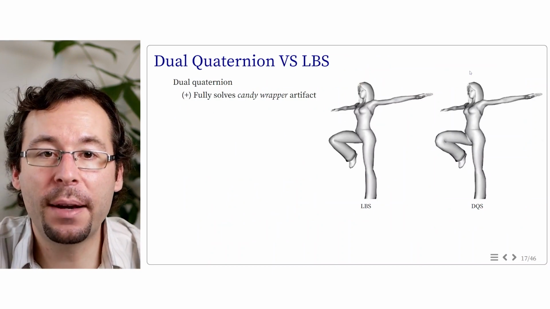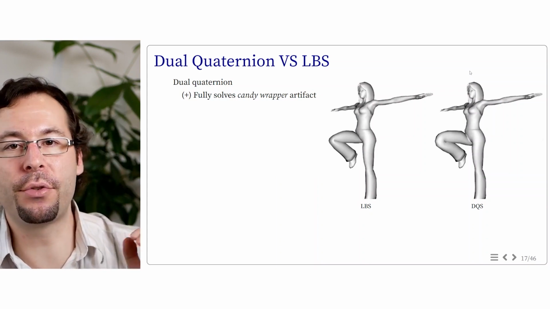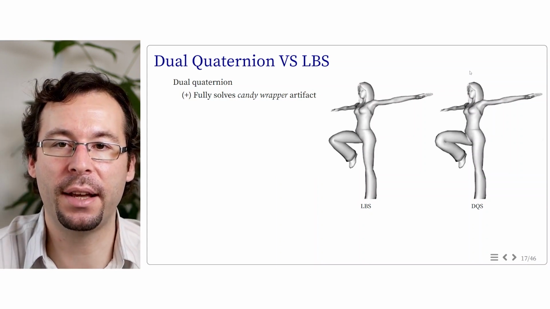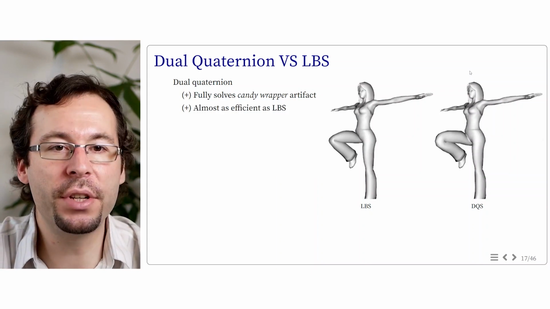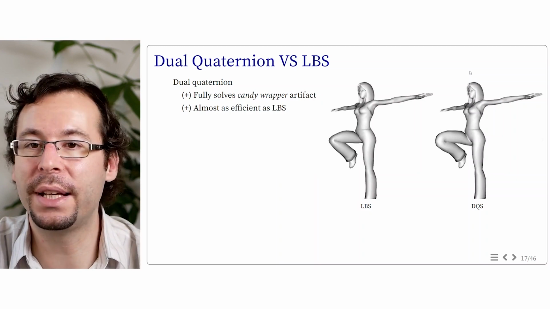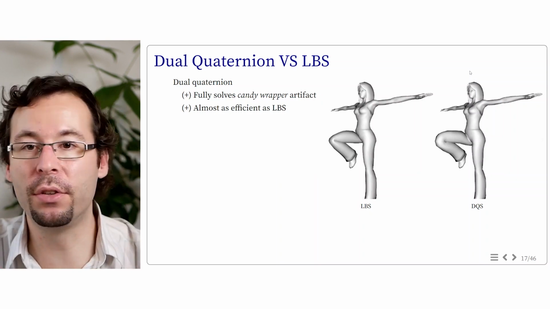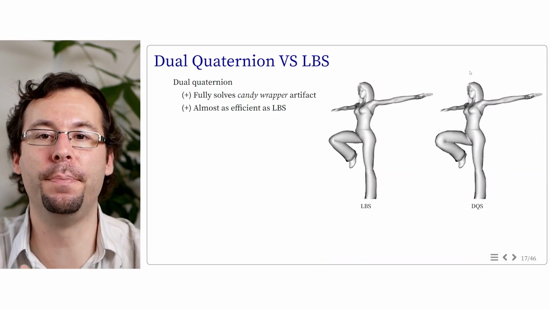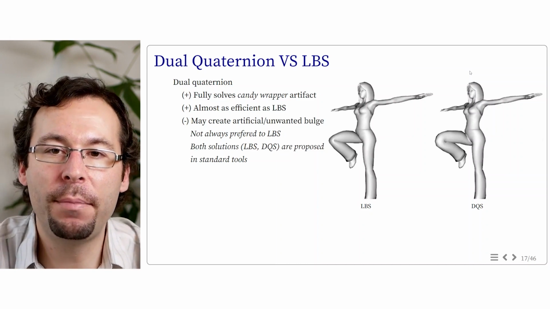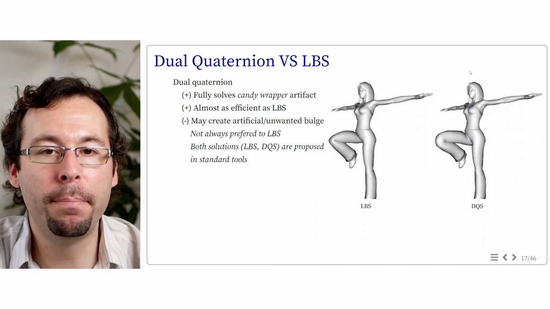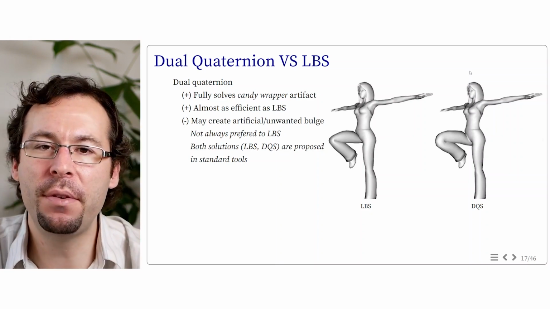So with respect to linear blend skinning, dual quaternion has some nice advantages. First, it really solves the candy wrapper artifact, and it allows smooth twisting motion. With respect to computation, it's also very efficient, almost as efficient to compute as classical linear blend skinning, and all computation can also be performed per vertex on the GPU. But it's actually not always better than linear blend skinning, and we saw in bending deformation that it creates a kind of bulge which may not be wanted.